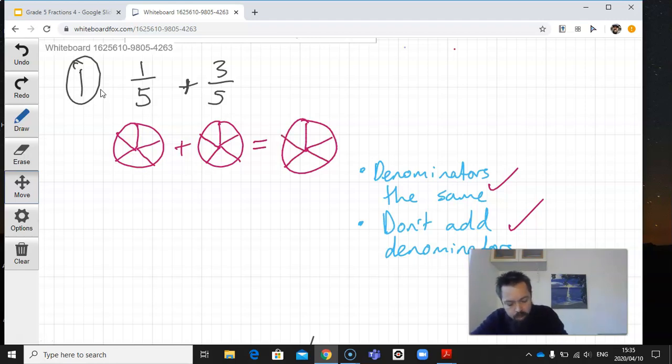In the first one, we have 1/5. In the next one, we have 3/5. And if I do a count there quickly, I can see 1/5, 2/5, 3/5, 4/5. All right, and that's why I get 4/5.